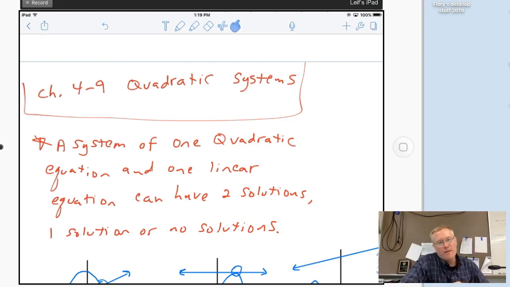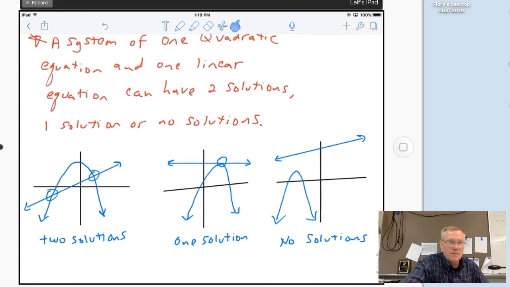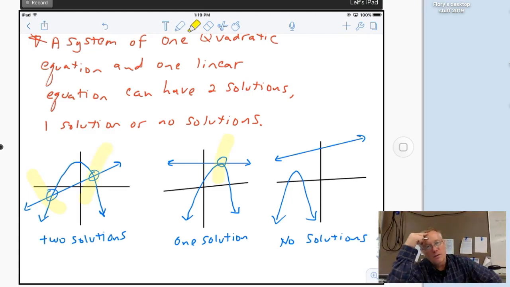Quadratic systems. A system of one quadratic equation and one linear equation can have two solutions, one solution, or no solutions. And here are three graphs to illustrate those three situations. So you can see, you're looking at the points of intersection. How many points of intersection are there? If it hits the two intersections, like this over here, that's two solutions. Over here, the line and the curve intersect at one point. Or sometimes they may not intersect at all, in which case there's no solution. All right, so those are your three different situations for what's coming up.